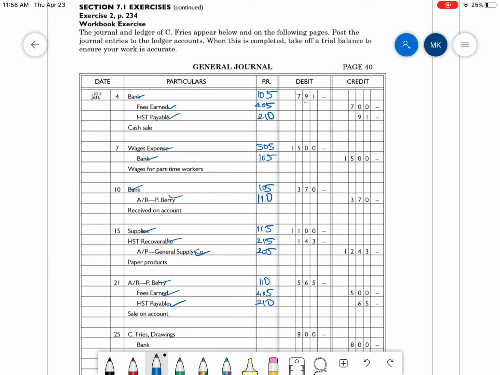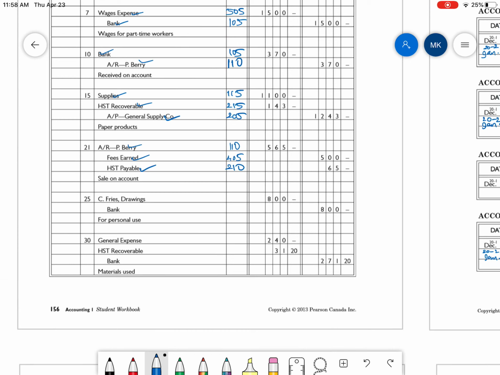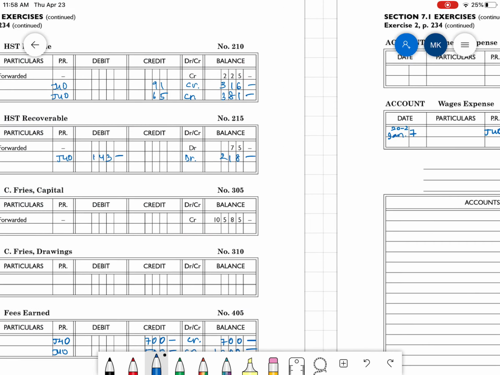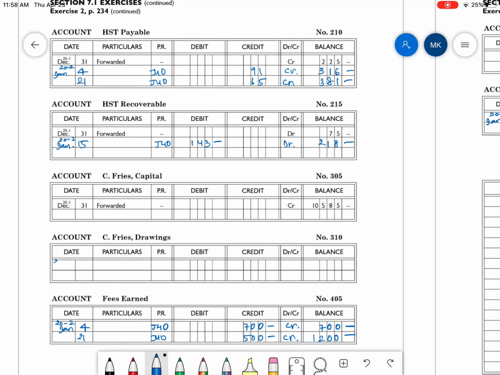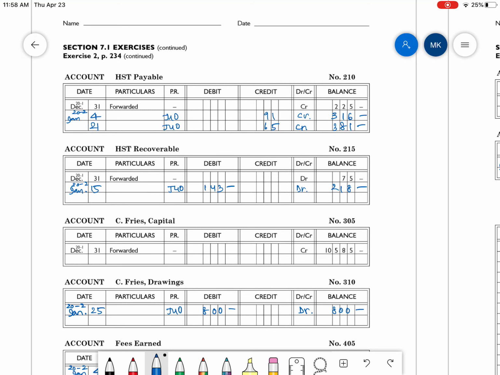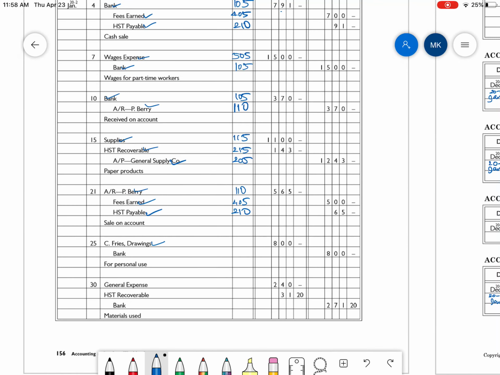This completes our transaction. Okay, next we have C Fry's drawings. Now drawings debit, right? So you go to the drawings account. Okay, so this is 22, this is January, and the date is 25. And drawings, this comes from J40, right? And it's debit 800. Now there was nothing here, so the balance is also debit 800, right? Now this is account number 310. So you go to journal entry and you write 310.